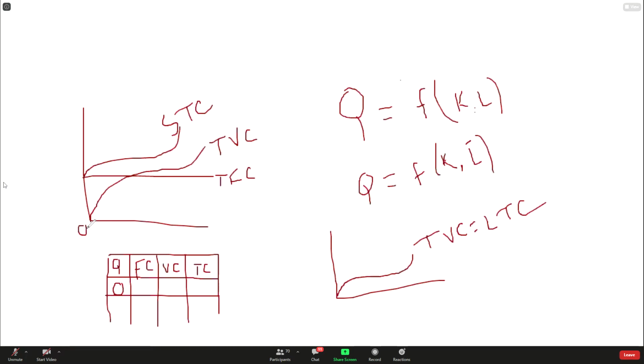So when there is no level of production, what about the TVC? Zero. Is there any variable cost when there is no production? TVC is zero. But what about fixed cost? Let this be A. So what is the amount of fixed cost? OA. So what is total cost? OA plus zero, again OA.